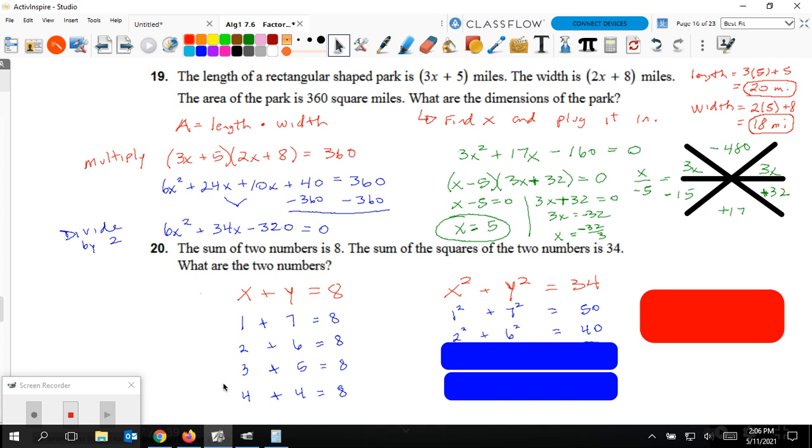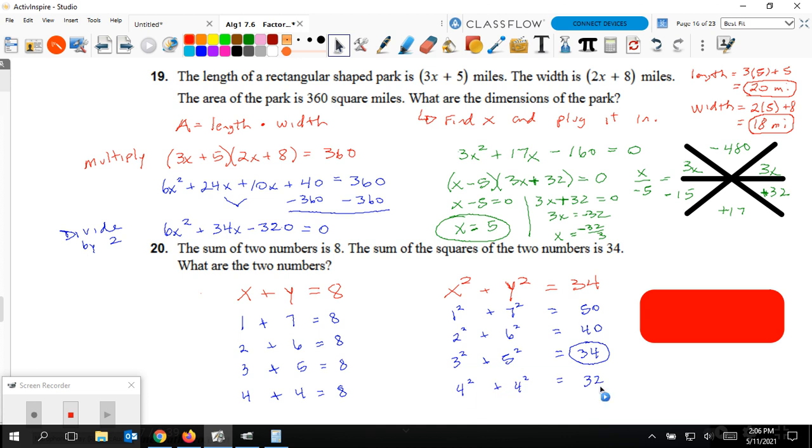3 and 5. 3 squared, that's going to give me 9. 5 squared is 25, and 25 plus 9 is 34. So there it is. Ding, ding, ding. We found it. This one would be 32 with 4 squared and 4 squared. So your two numbers on this one, just from what we figured out, is 3 and 5. What are the two numbers? The two numbers are 3 and 5.